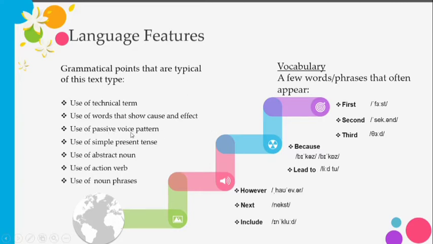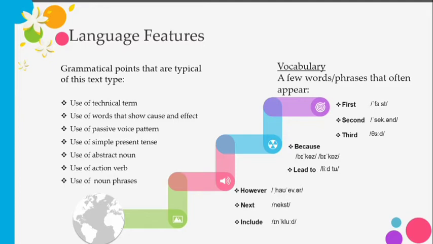And the use of passive voice patterns. The passive voice pattern means that you will find passive voice that indicates the sentence is a passive pattern. It is indicated by using verb 3 in the sentence. And the use of simple present tense. Explanation text is commonly written in simple present tense because explanation texts are a factual genre.